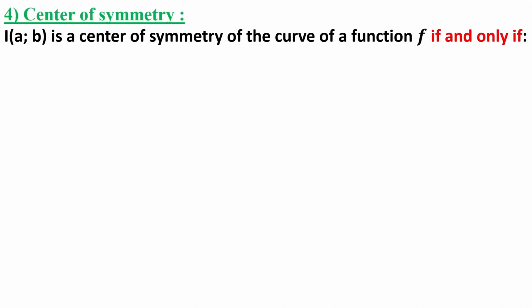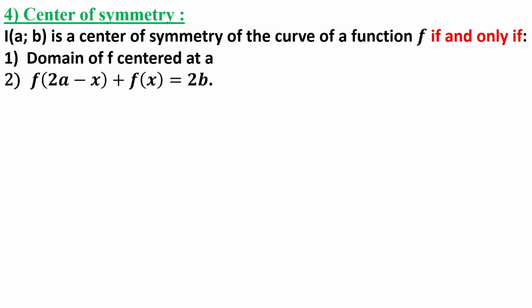Center of symmetry. Consider the point I of coordinates a, b. To prove that I is the center of symmetry, we need to prove these two conditions: that the domain of f is centered at a, which is the abscissa of this point, and also we need to prove that f of 2a minus x plus f of x is equal to 2b.